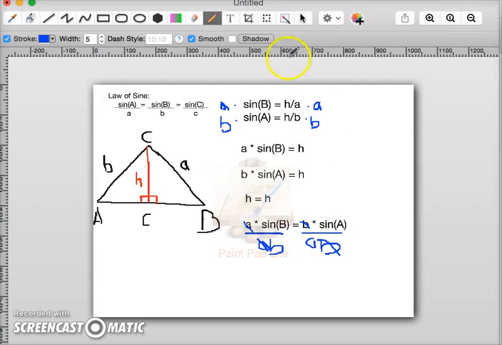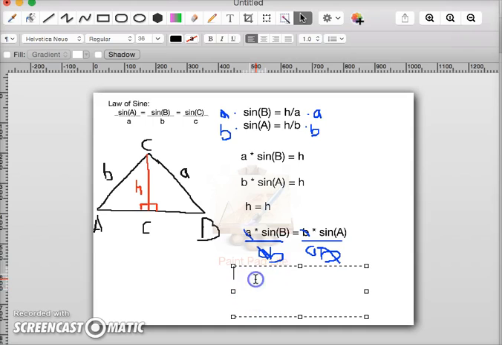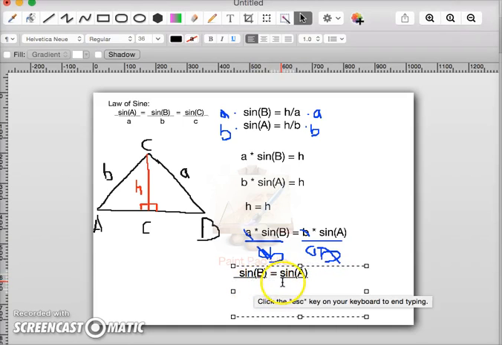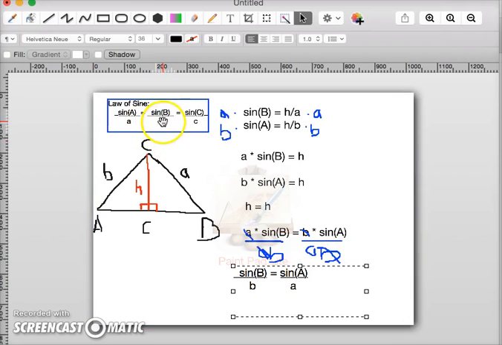So what we're left with is our beautiful formula, which is sine of angle B over b equaling sine of angle A over a, which is our law of sine formula right here.